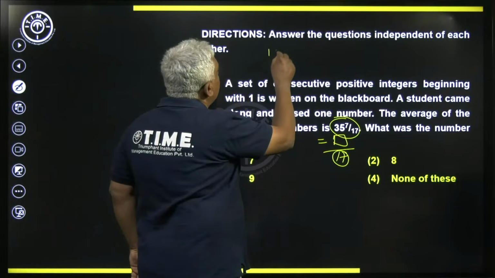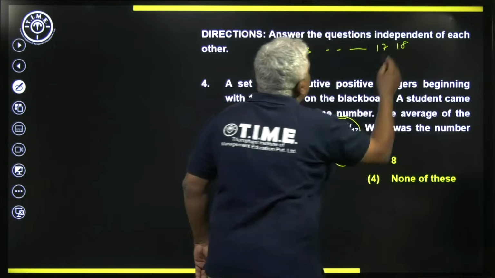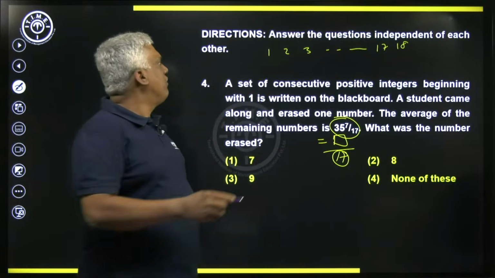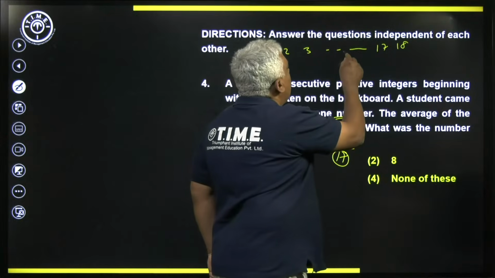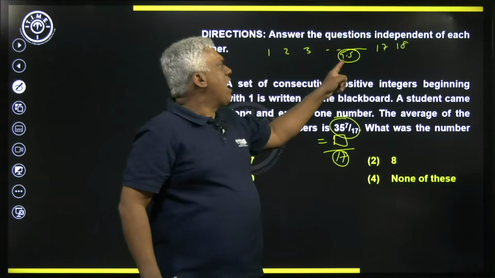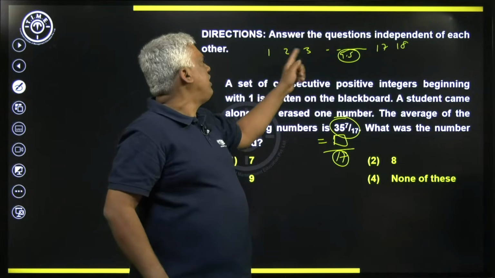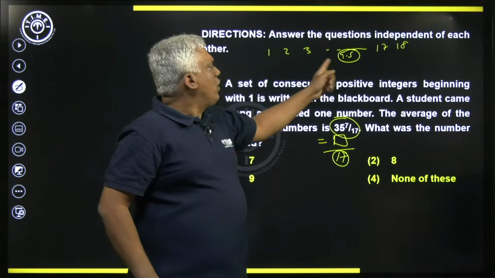That means we had 1 to 18, right? If we had 1 to 18, they are in arithmetic progression, right? It's 1, 2, 3, 4. What was the average? Average will be 18 plus 1 by 2, guys. That will be 9.5. Now you see that average 9.5. If you delete one number, let's say if I delete the extreme, if I delete 1, what will happen?